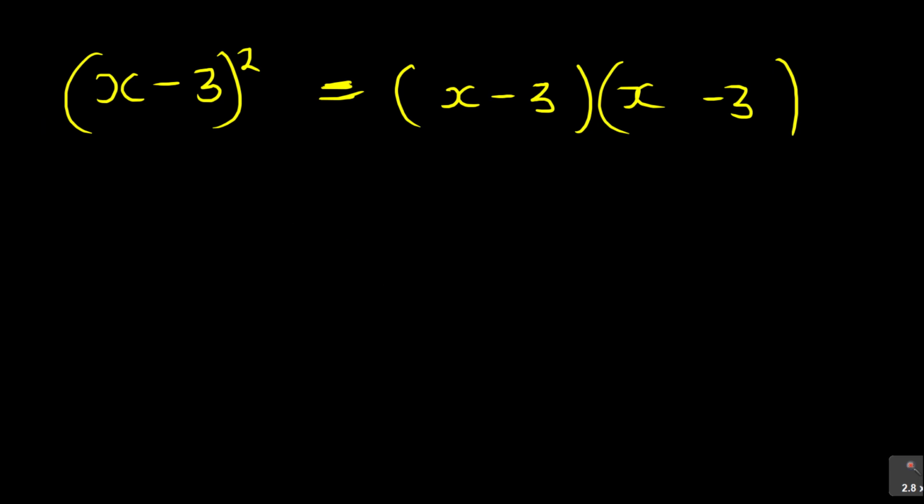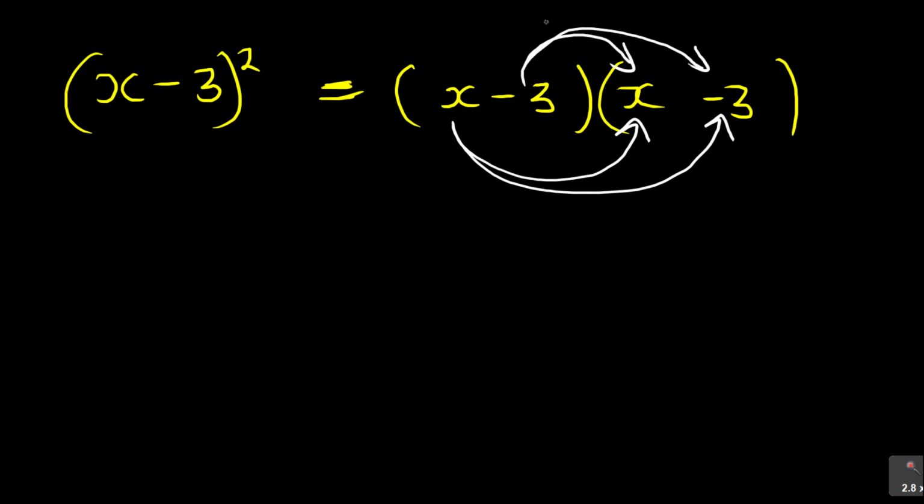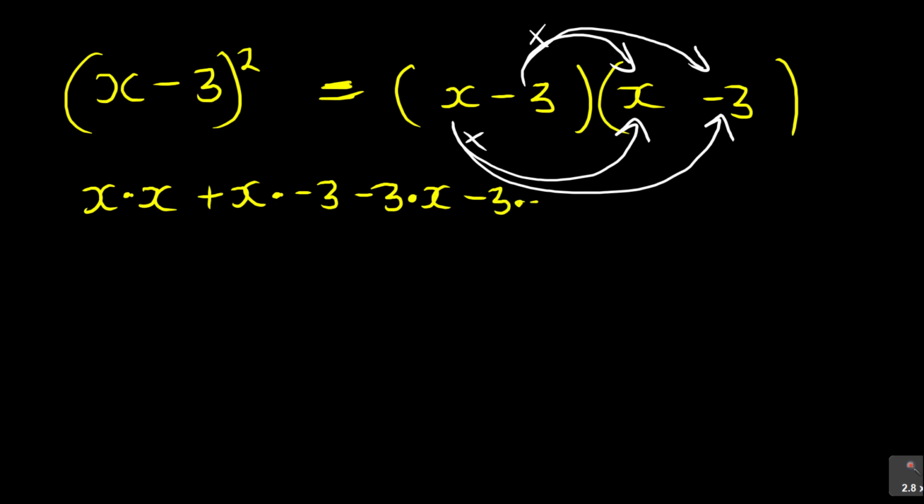Then you use the FOIL method. x times x, and then x times minus 3, then minus 3 times x, and then minus 3 times minus 3. Remember, it's multiplying. So x times x, and then what's the sign? You have x times negative 3, but the sign there, you take the sign of x, which is plus, and then again you have minus 3 times x, and then the sign of minus 3 times minus 3.